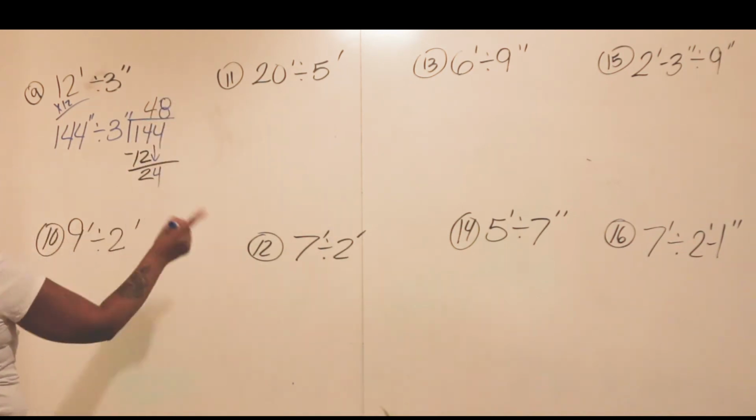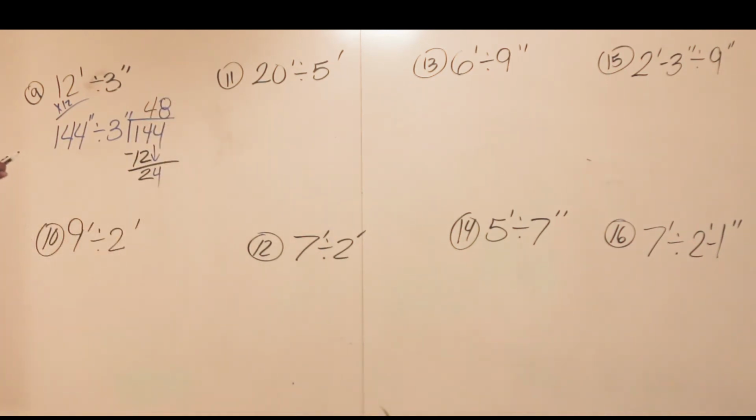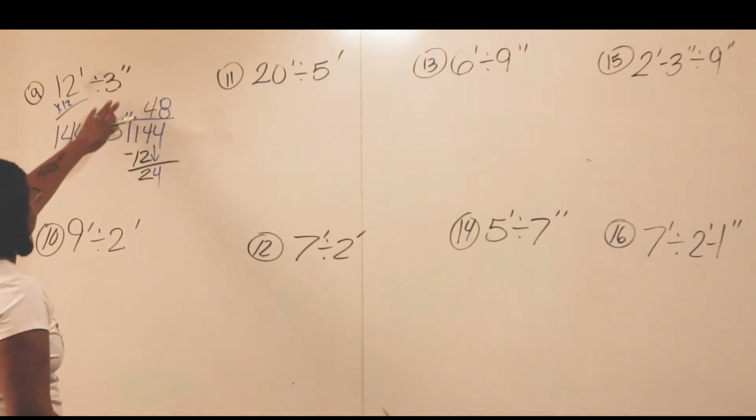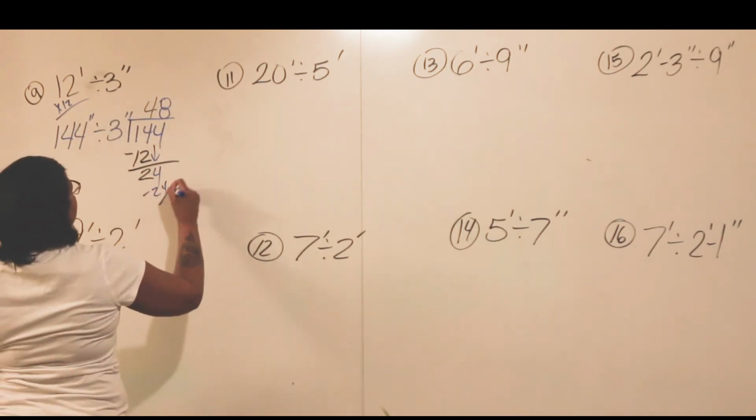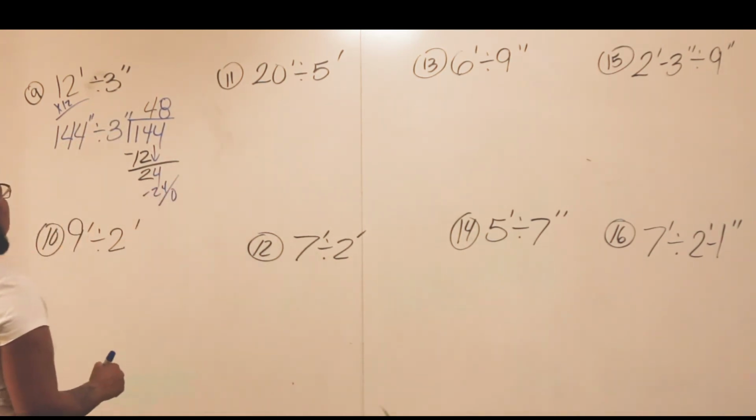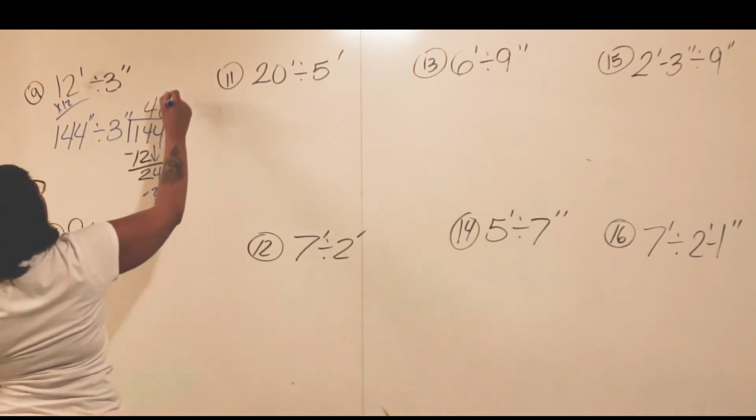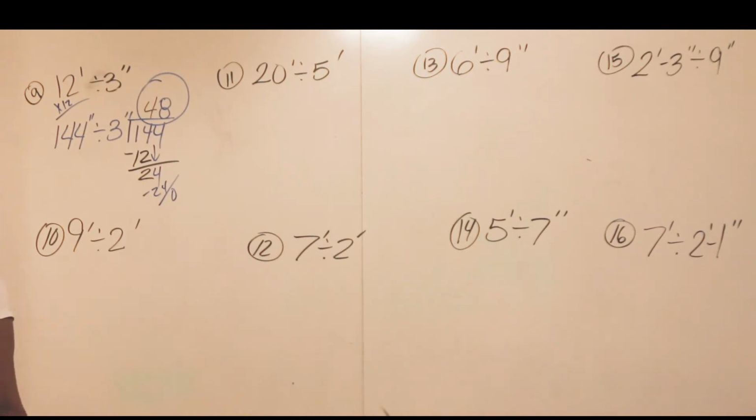8 times, like this 8 piece we got on the board. So I carry my 8 up here. 8 times 3, I subtract 24 from there. It leaves me with nothing. So my final answer is 48. Nothing left over. Again, a measurement divided by a measurement is a number. My final answer is 48.